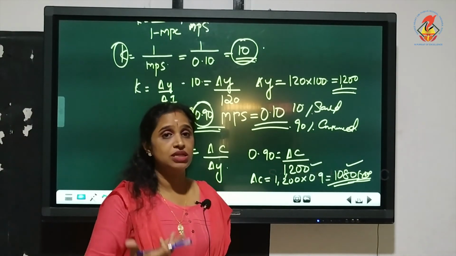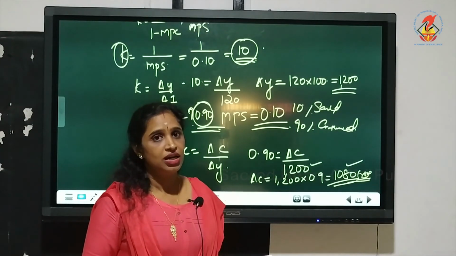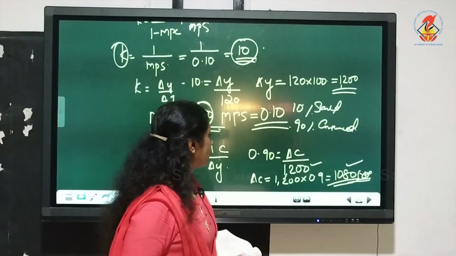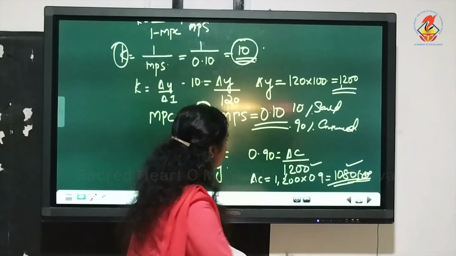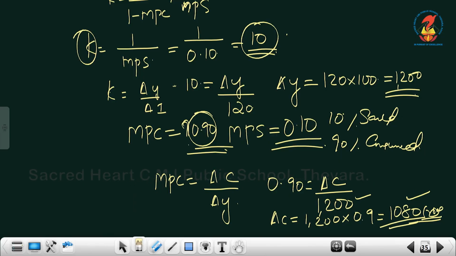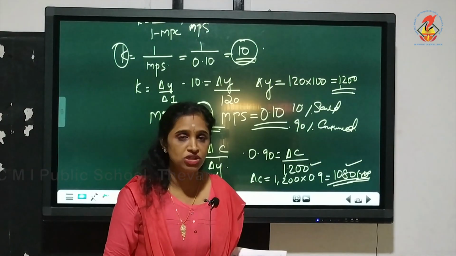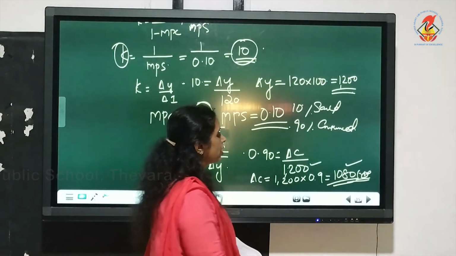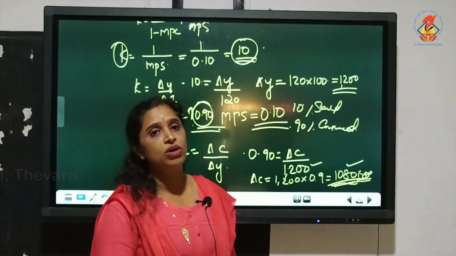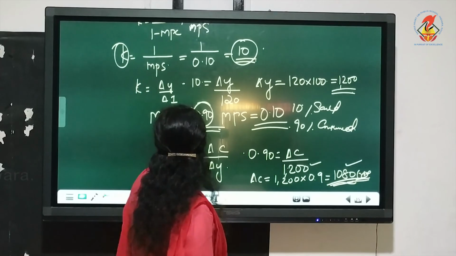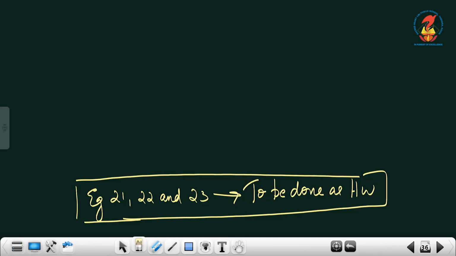MPC is equal to delta C by delta Y. Already you know the value of delta Y, it is 1200. Therefore 1200 is taken to the other side of the equal sign, so it becomes multiplication. 1200 into 0.9 will give you 1080 crores. This is all about example number 20.